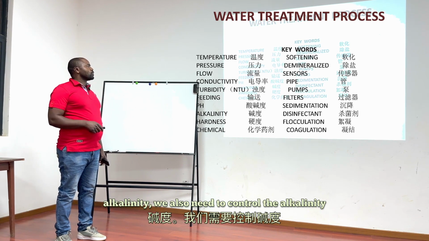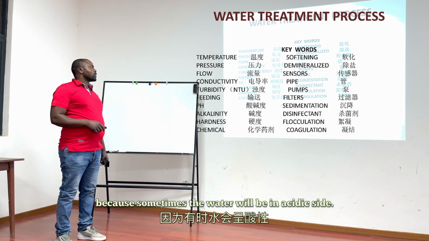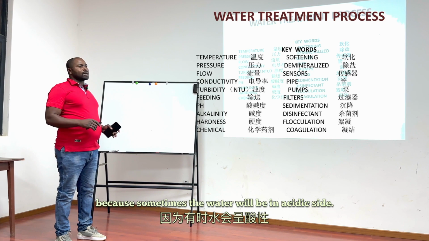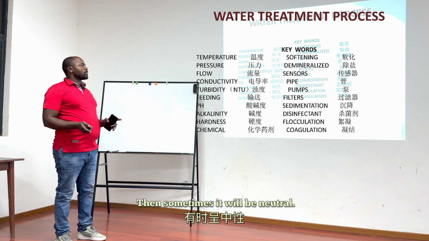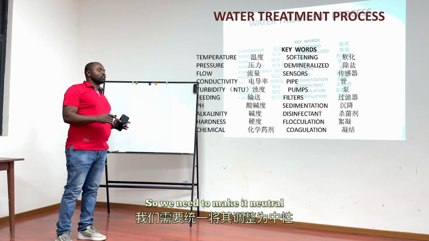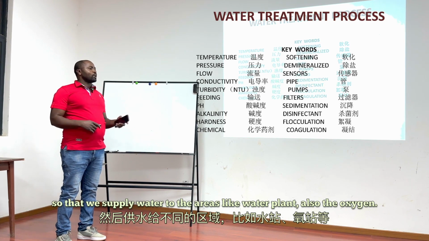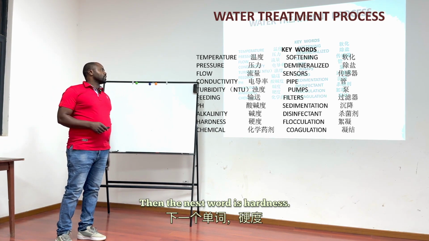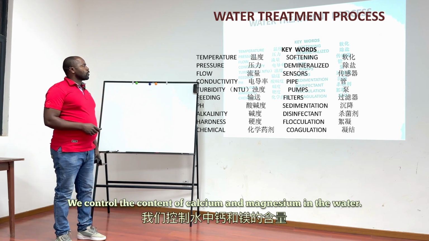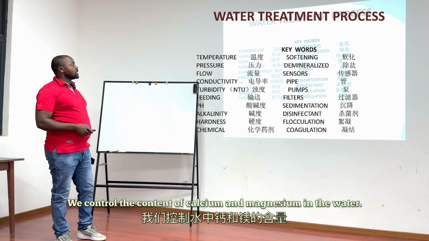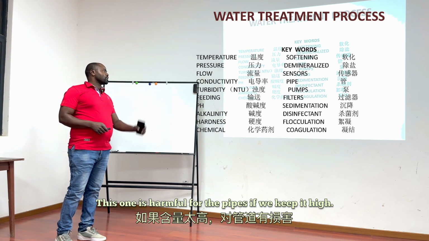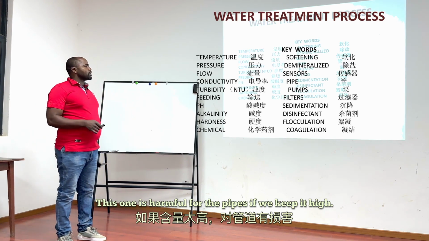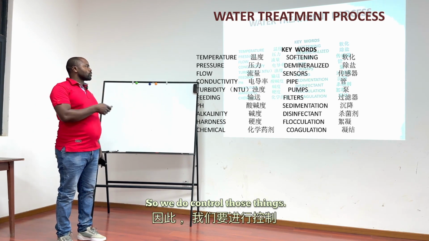Alkalinity, we also need to control the alkalinity because sometimes the water will be on the acidic side, then sometimes will be neutral. So we need to make it neutral so that we supply water to the areas like the water plant, also the oxygen. Then the next word is hardness. We control the content of calcium and magnesium in the water. This one is harmful for the pipes if we keep it high, so we do control those things.